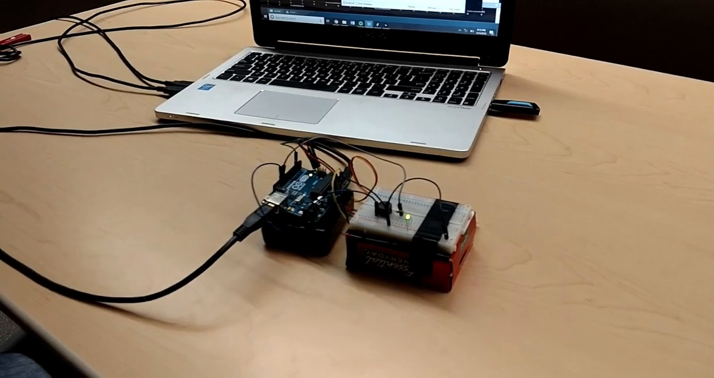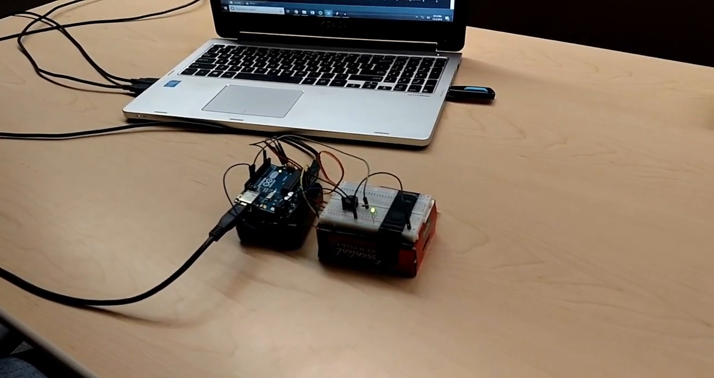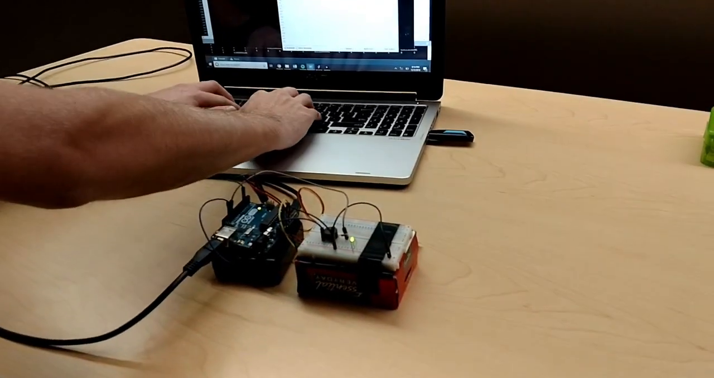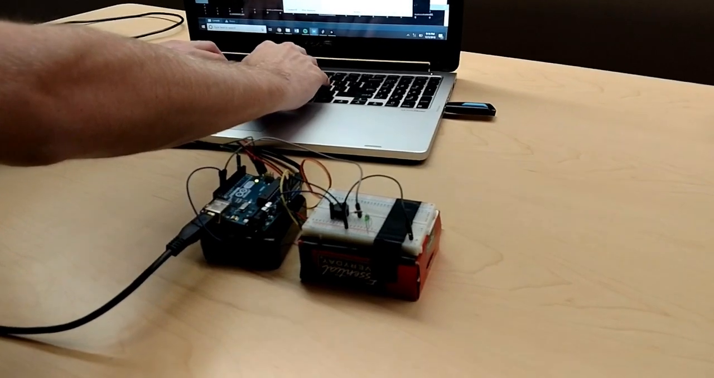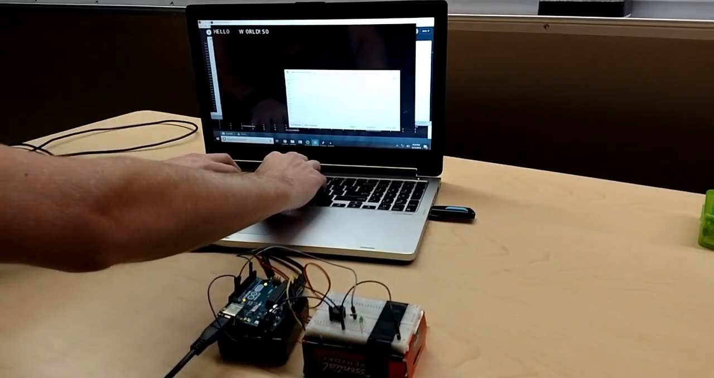So remember, I said earlier, that if SOS is entered into the system, there will be an actuation associated with it. So here's that actuation. S. O. S.